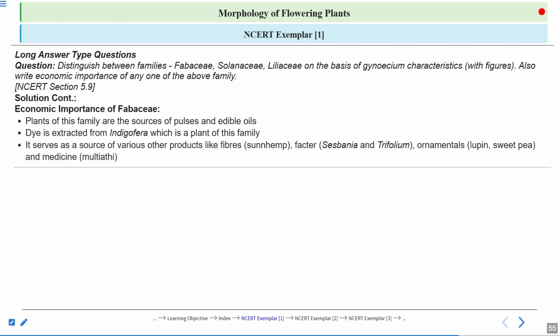Dye is extracted from the Indigofera, which is a plant of this particular family. It serves as a source of various other products like fibers, such as Sunhemp, and Sesbania and Trifolium, and ornamental plants like lupine and sweet pea. You also get vegetables, and medicine, that is mulethi, which also belongs to this Fabaceae family.